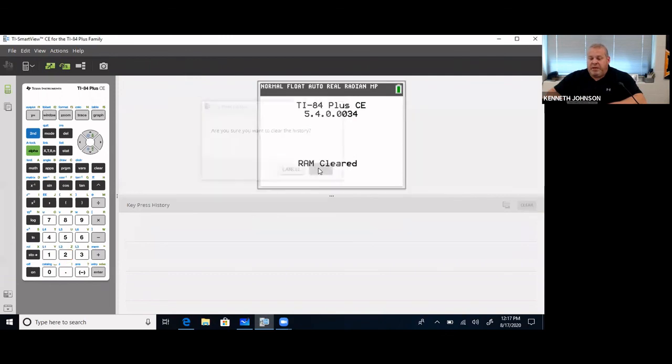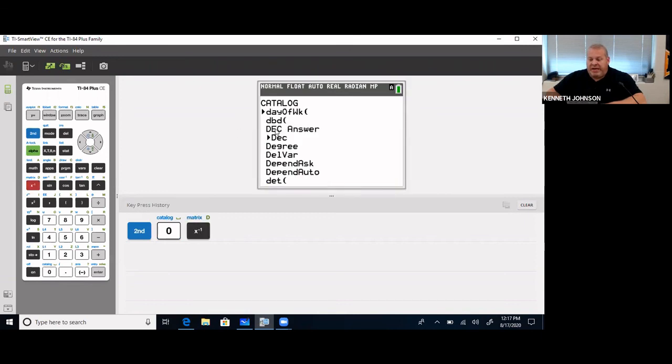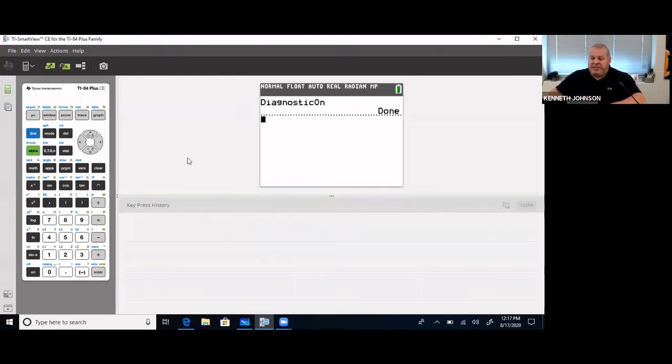So that's the first thing you're always going to want to do, and this resets your history, or it resets everything. The second thing you have to do is go second, 0, which is catalog, and go down until you find diagnostic on. So I'm going to go down until I find diagnostic on, and I'm going to hit enter. And it'll say done. What this has done is turn on statistical diagnostics. So we're going to get our R value when we do the regression. So now my calculator is set up.